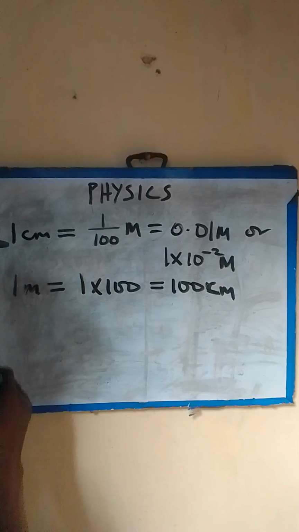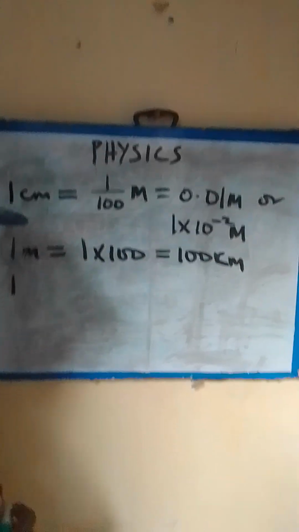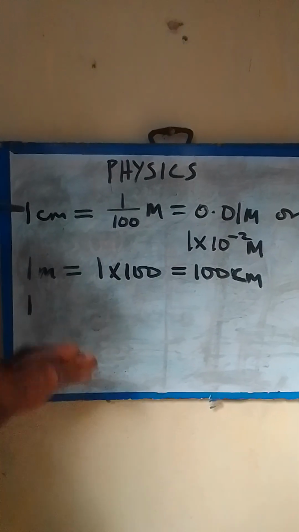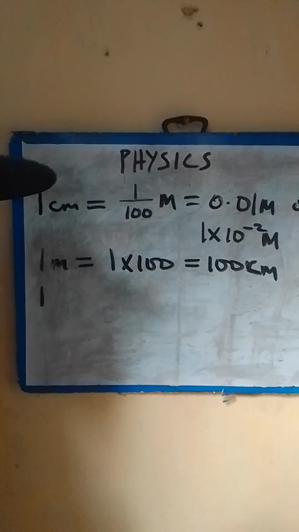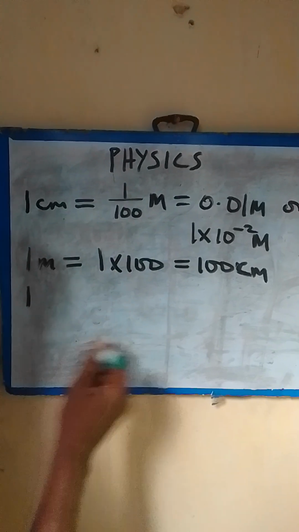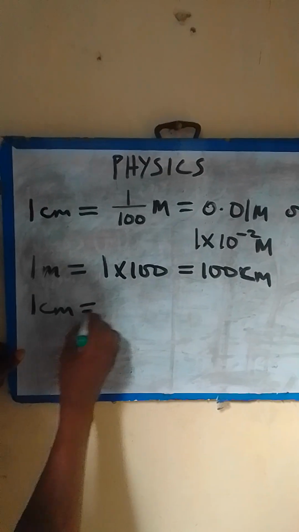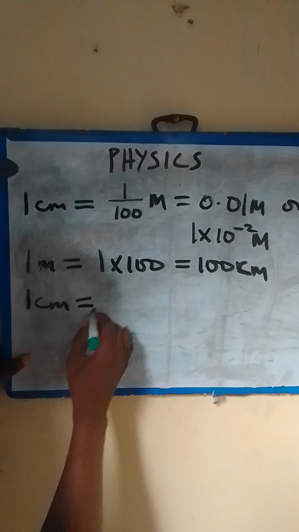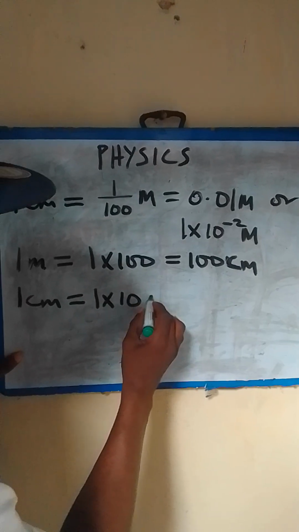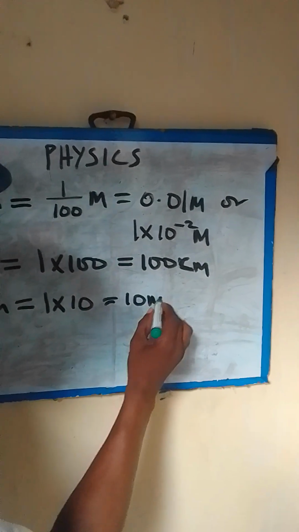Also, to convert centimeters to millimeters, you multiply the value in centimeters by 10. So let's say, for example, you have 1 centimeter. To convert it to millimeters, you multiply the value in centimeters by 10. You'll have 10 millimeters.